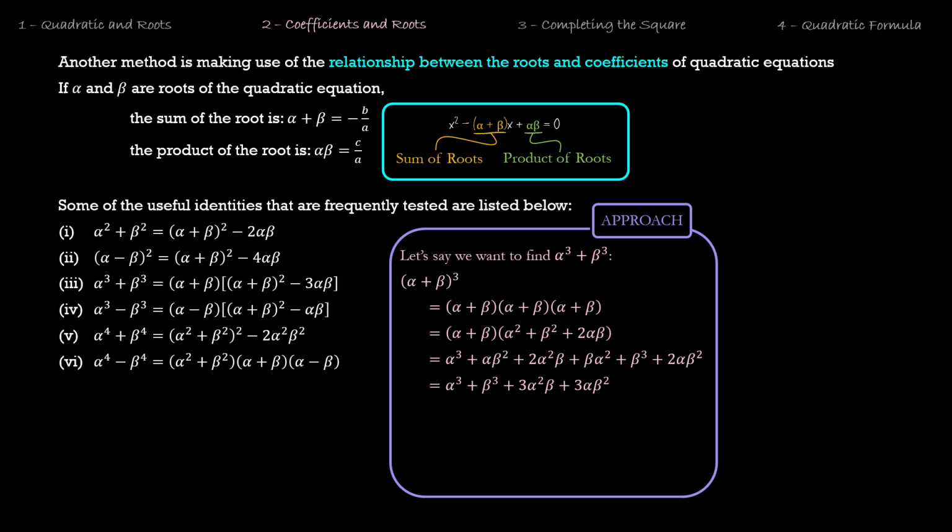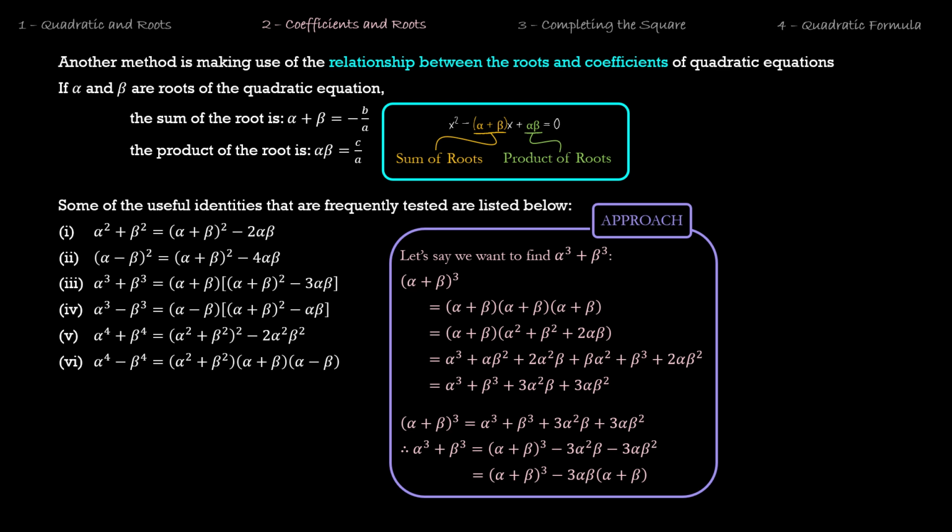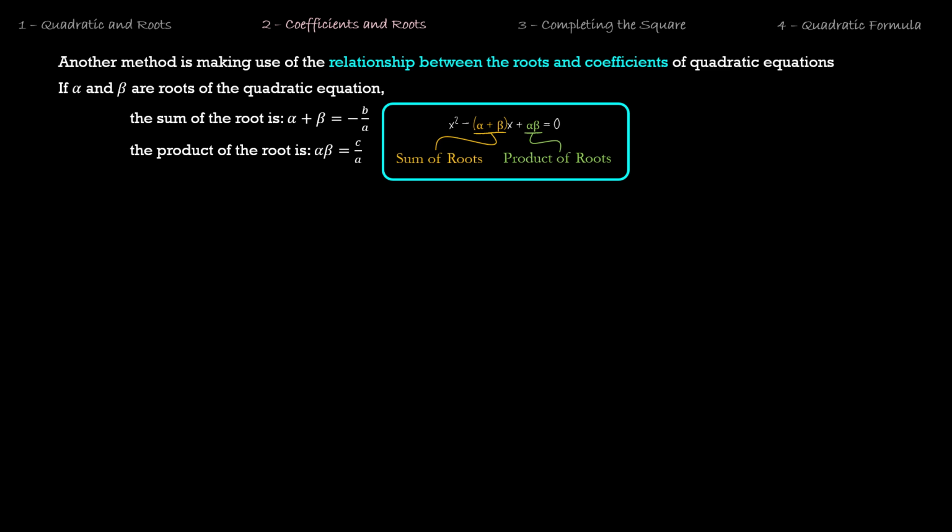there's an alpha cubed plus beta cubed on the right hand side. By moving the rest of the expansion to the left, we can make alpha cubed plus beta cubed the subject. As such, do not panic in the event that you cannot remember any of these identities. Let us see an example.